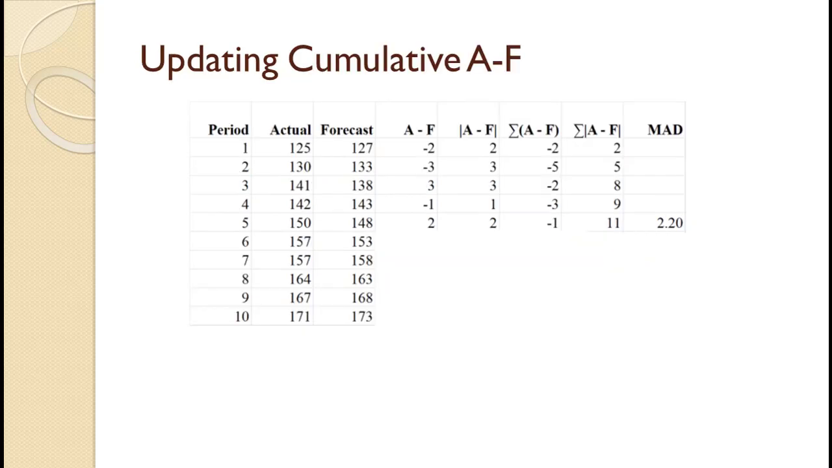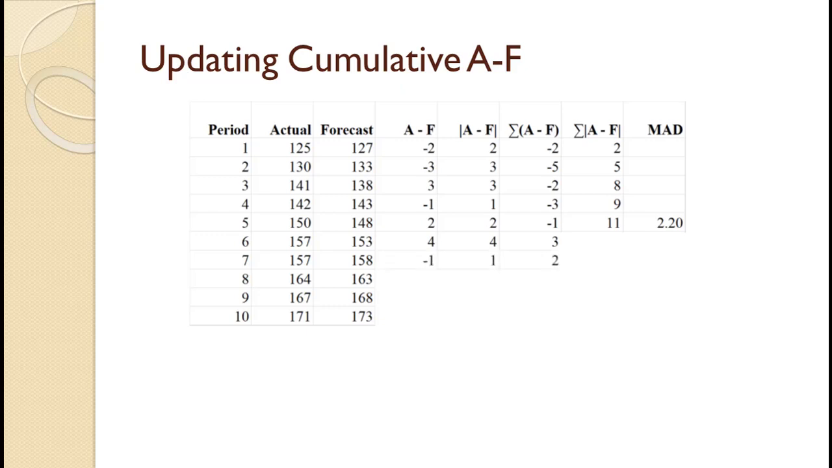Before computing the MADs, we will first update the totals for the remaining periods. Specifically, we will update A minus F, the absolute value of A minus F, and the cumulative A minus F. For period 6, the actual of 157 minus the forecast of 153 equals 4. The absolute value is 4. The cumulative A minus F equals -1 plus 4 equals 3.